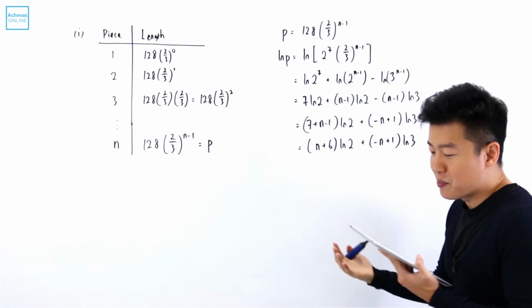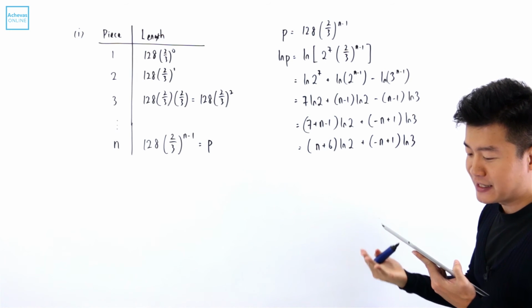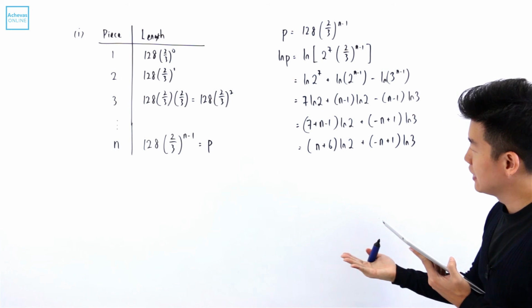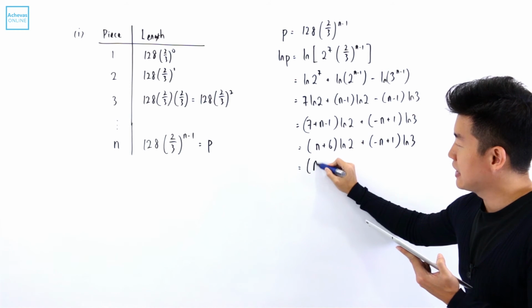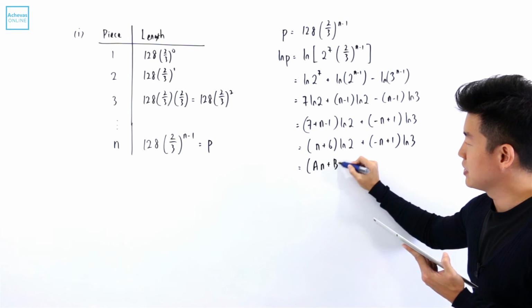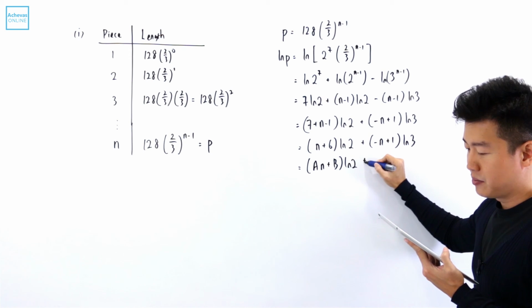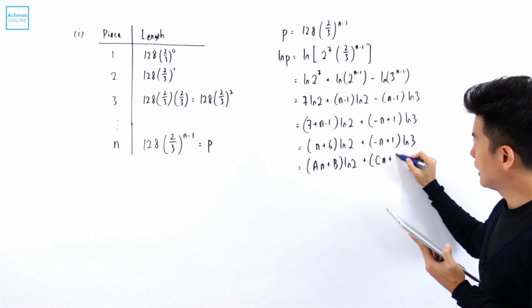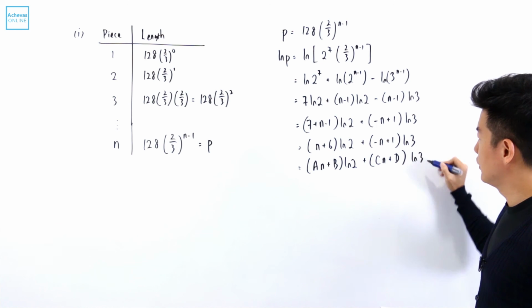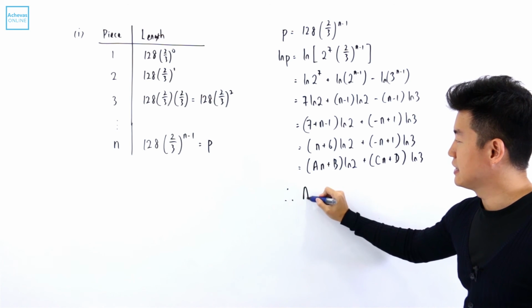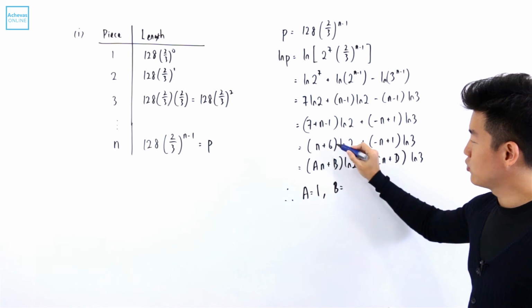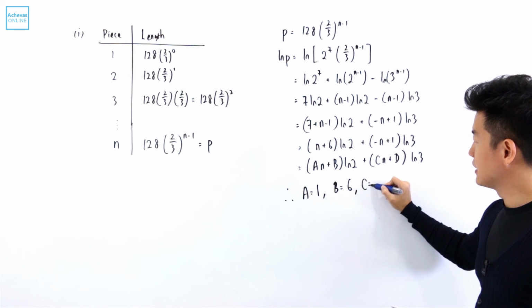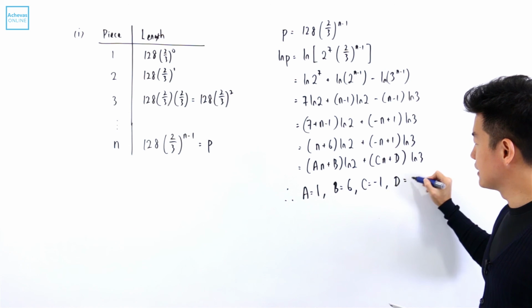This will help us compare and identify the constants a, b, c, and d. Since the question says this is supposed to be the same as an plus b of ln 2 plus cn plus d of ln 3, I can see that a is equal to 1, b is equal to 6, c is minus 1, and d is 1.